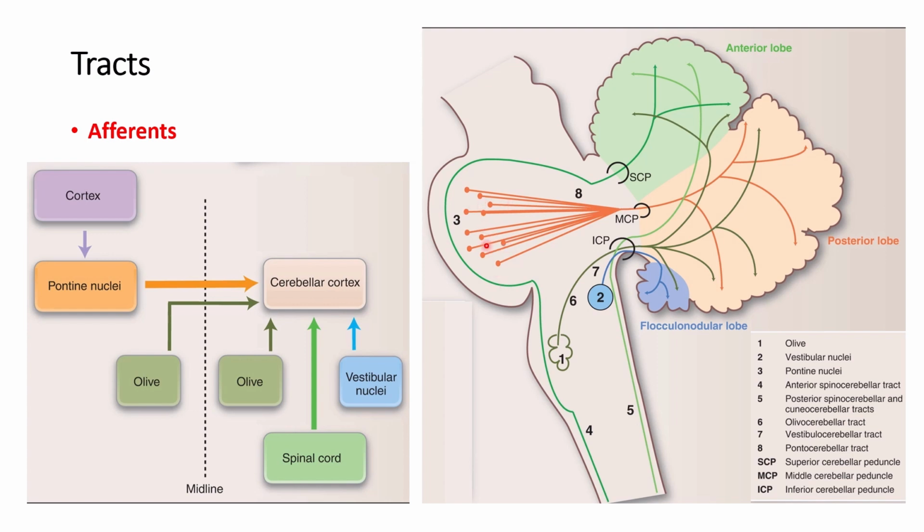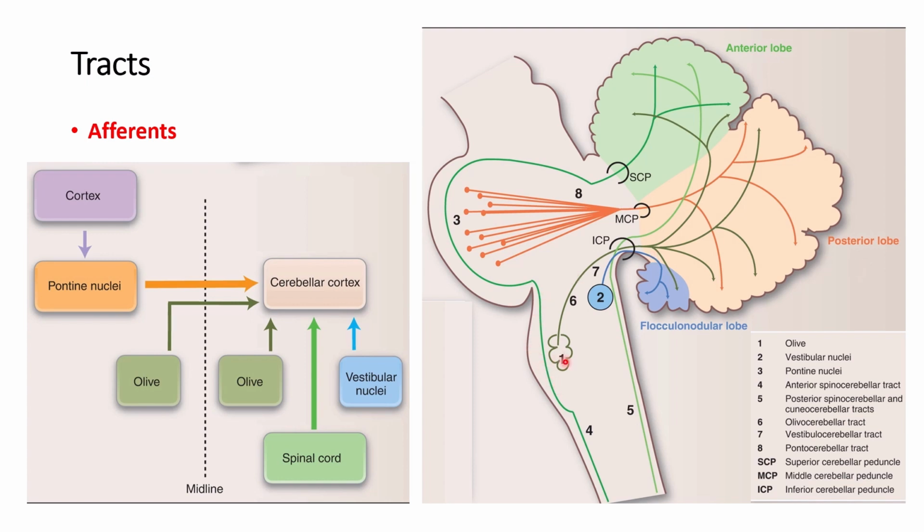Another one is from the pons, it goes to the cerebellum. So this is the pontocerebellar, and that crosses the midline. It goes through the middle cerebellar tract and goes to the posterior lobe, especially on the lateral area.